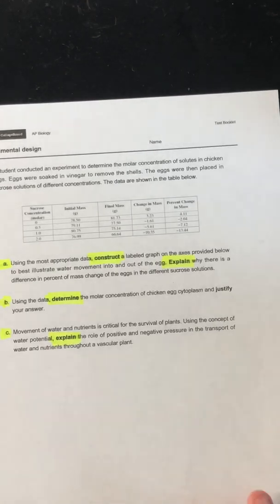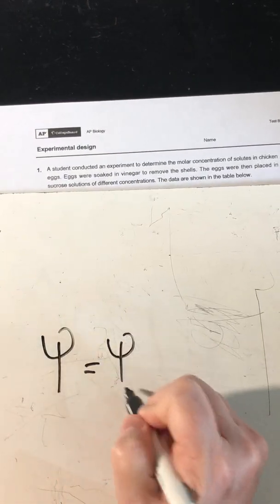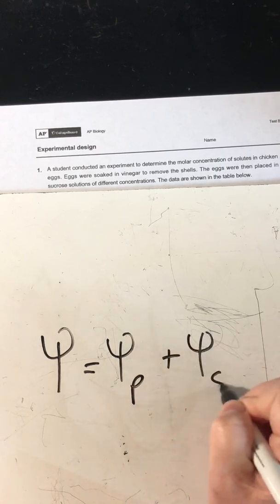Okay? Part C says movement of water and nutrients is critical for plants. Use the concept of water potential to explain the role of positive and negative transport. All right, the word pressure in there kind of confused some people, but you should have used your formula sheet and remembered that water potential is your pressure potential plus your solute potential.